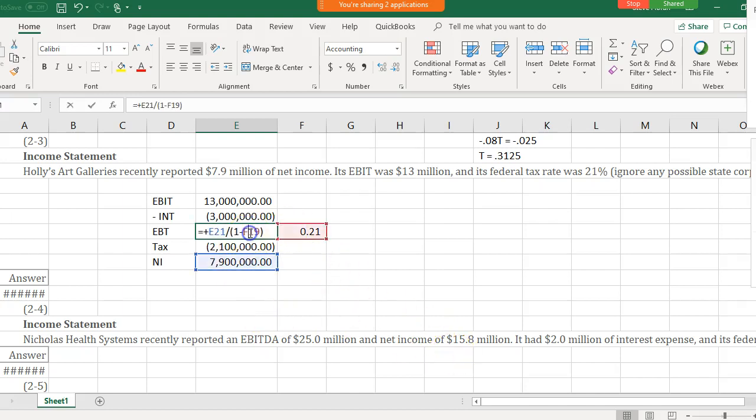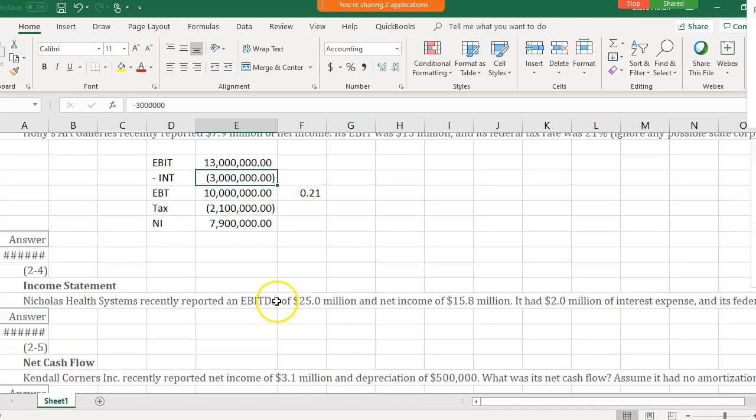The key, though, was just this little formula right here. The net income divided by 1 minus T gives me my pre-tax income. And then my pre-tax income, my EBT, minus my EBIT is the $3 million worth of interest. So that's just a little mini income statement, but they did not show us revenues and expenses.